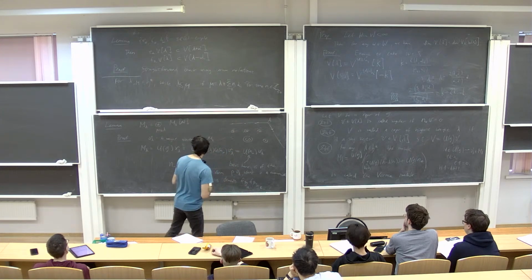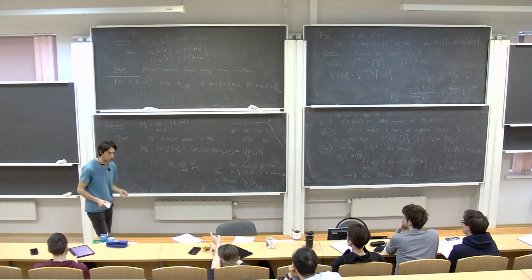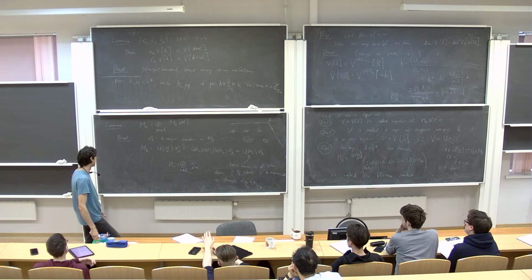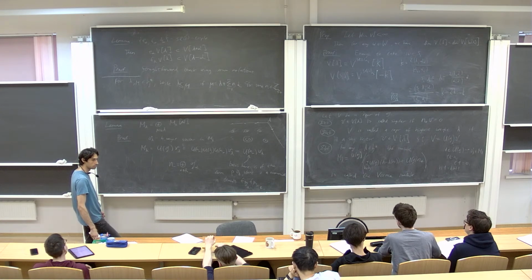Yeah. Okay. The first, M lambda is equal to U of n minus, and v lambda is there because it's the image of 1. Yes.